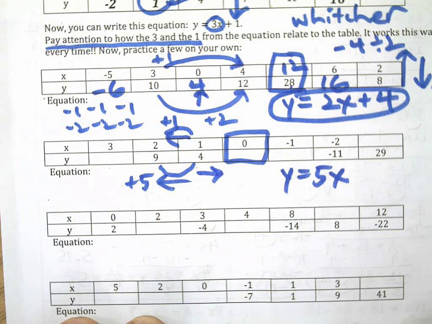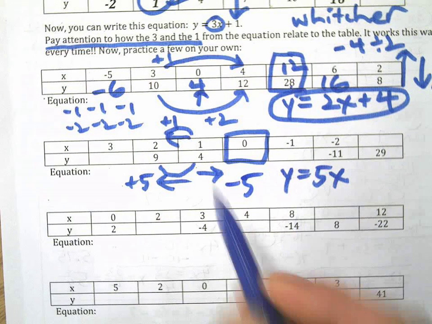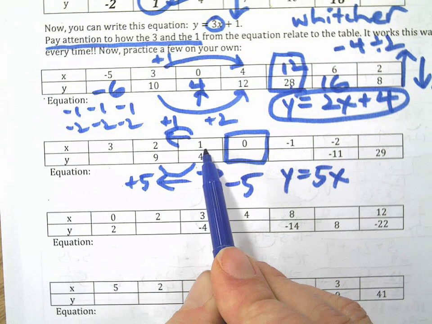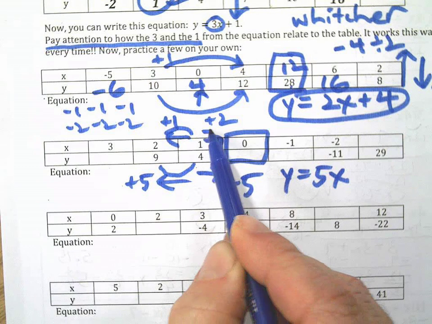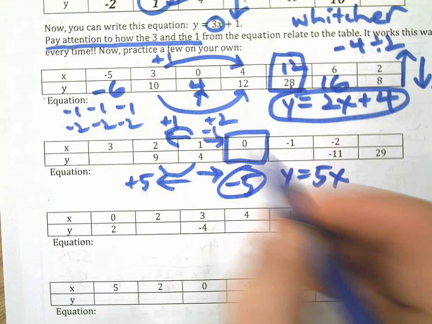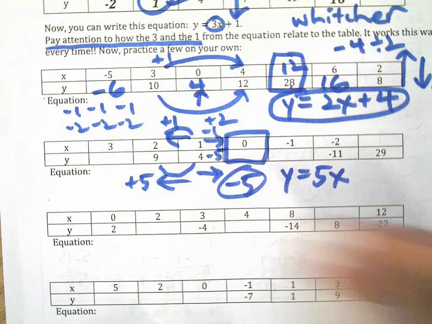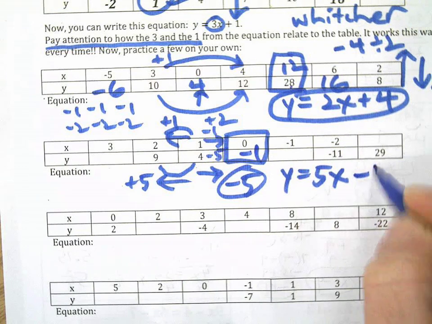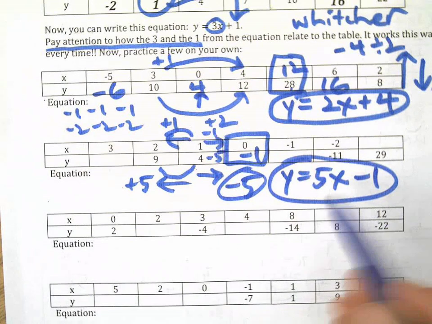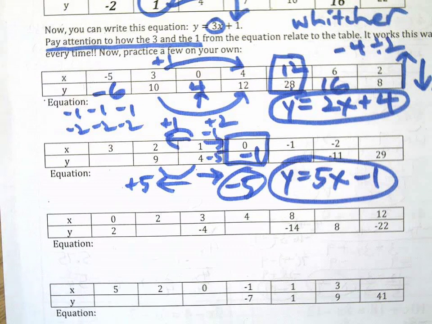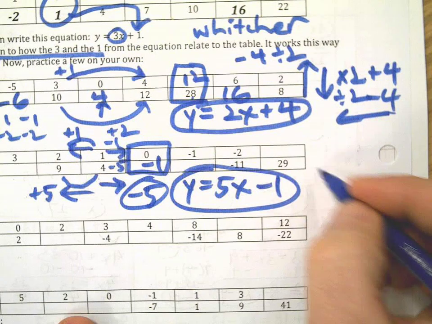And now I need to go this way, plus 5 or minus 5? Minus, right? Because I'm not going up anymore. I'm going backwards. I'm going this way. So since it's minus 1, it's got to be minus 5. What's 4 minus 5? Negative 1. There's my equation. Then I fill in the rest of the table by going times 5 minus 1 to get from the top to the bottom.